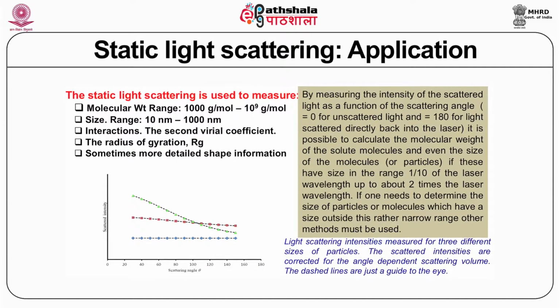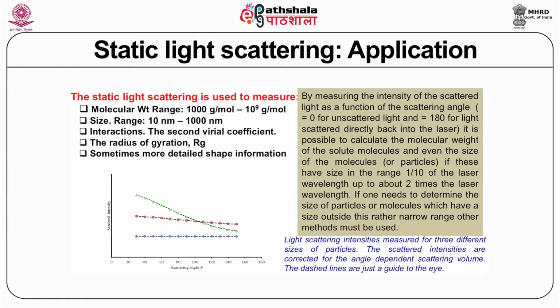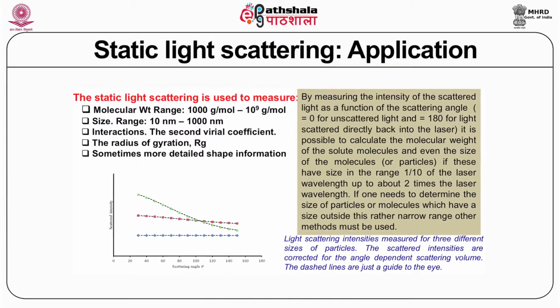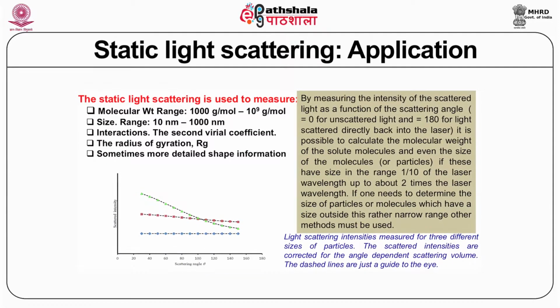Light scattering intensity is measured for 3 different sizes of the particle. The scattering intensities are corrected for the angle dependent scattering volume and the dashed lines are just guidelines.